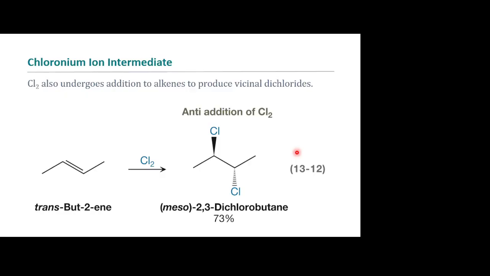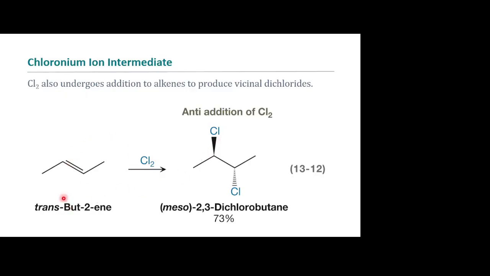Okay, so let's talk about chlorinium. This is going to be the chloride doing a very similar mechanism. It's going to undergo addition to alkenes. It'll produce what's called vicinal dichlorides. That's vicinal dichlorides, by the way. Vicinal, vicinity, so the carbons next to each other, as opposed to geminal, which means twins, right? On the same carbon.